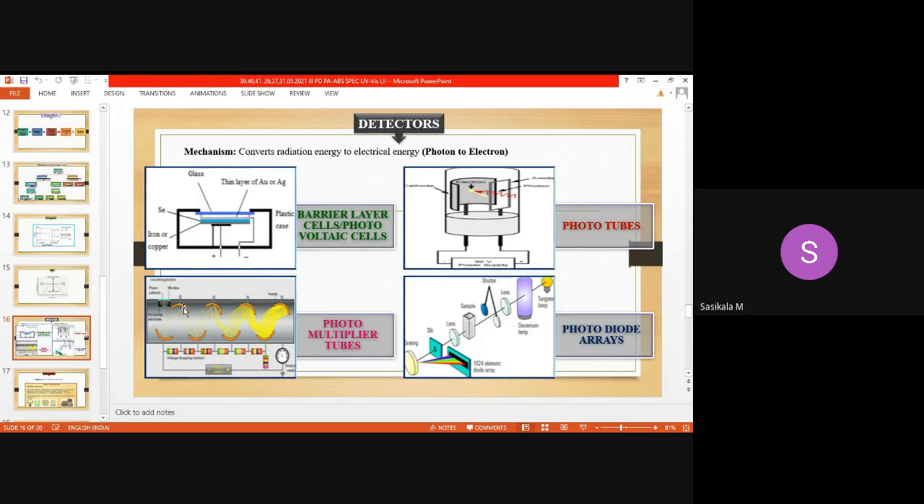Here there will also be a cathode. This blue color represents the cathode, and it has a multiple number of anodes. This type of anodes are called dynodes. I'll put the dynode spelling in the chat box. So what do dynodes mean? They have multiple anodes, and these dynodes are oppositely arranged in a tube. Inside a circular tube, you can find a multiple number of anodes.